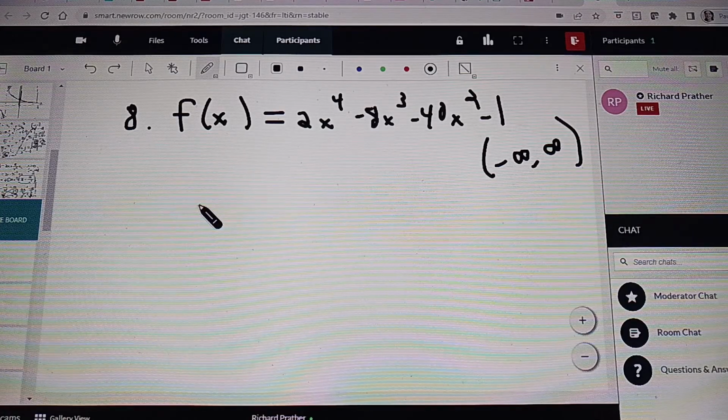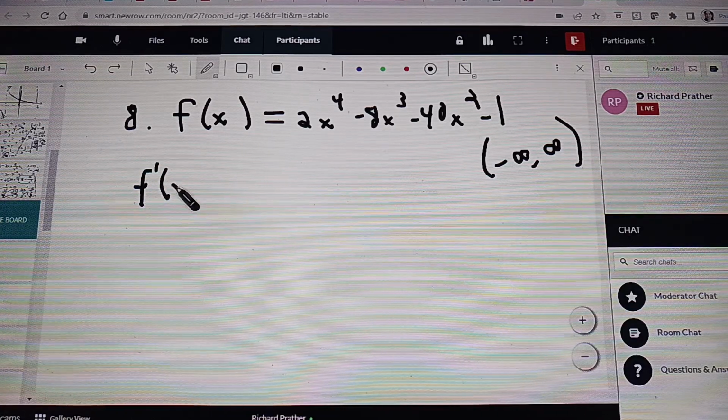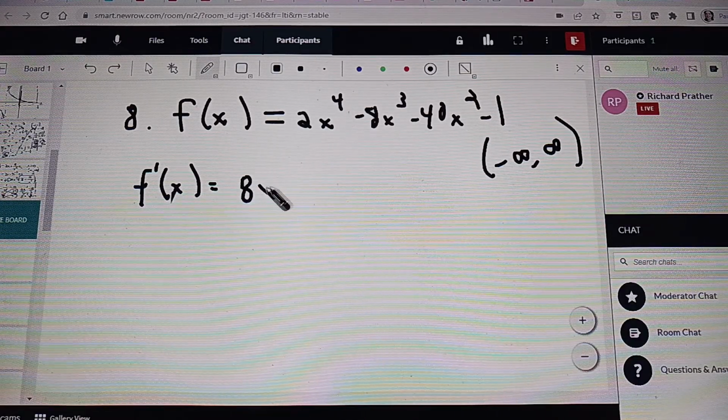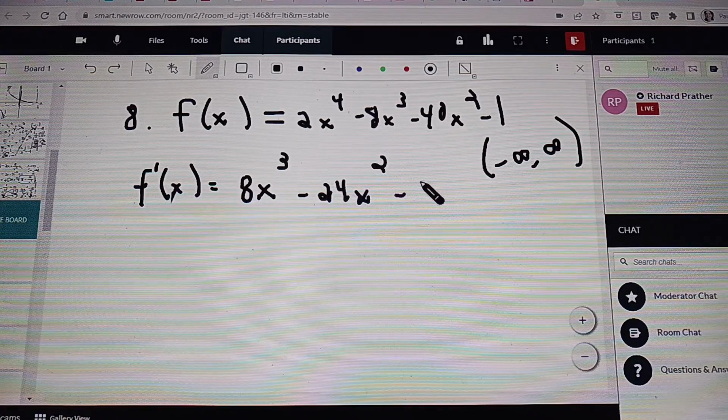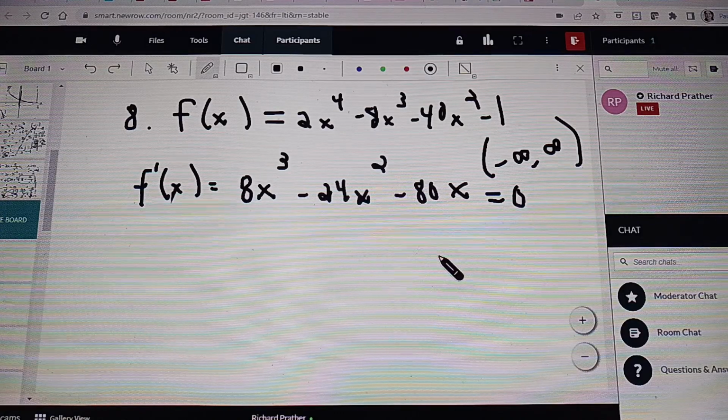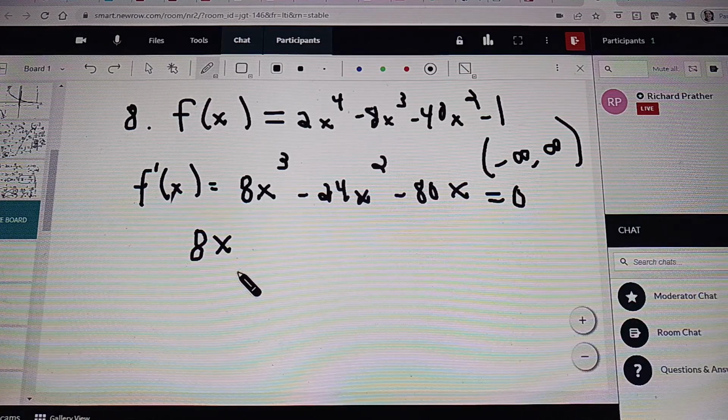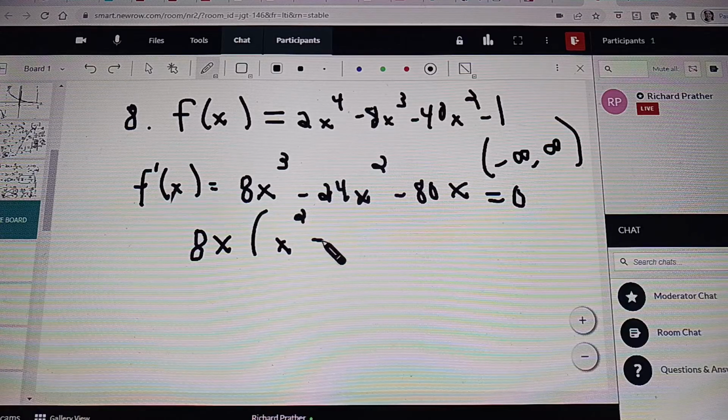So let's find critical numbers. Okay, so actually I'm thinking of something right now, but let's find critical numbers. So 2x to the 4th, that would be 8x cubed, minus 24x squared, minus 80x. That's the derivative. It's never undefined because it's a polynomial. If I set it to 0, maybe there's 3 zeros to this thing. So 8x appears to be the GCF. That would leave x squared minus 3x minus 10.